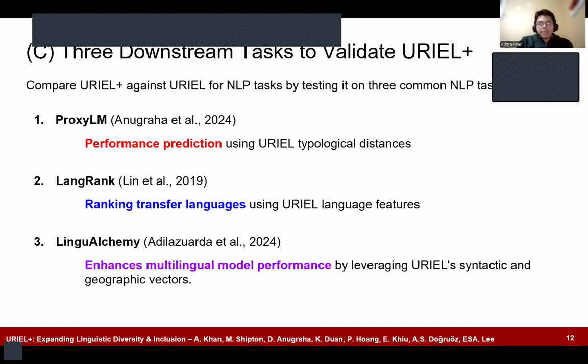For LangRank, the idea here is that you want to find the optimal transfer language for cross-lingual transfer, and they use URIEL language features for that task. So we compare URIEL Plus and URIEL on that. And LinguAlchemy basically uses a loss function to fine-tune multilingual NLP models, for instance, like mBERT, for different tasks. And we compare the URIEL vectors against URIEL Plus vectors in the loss function that they use.